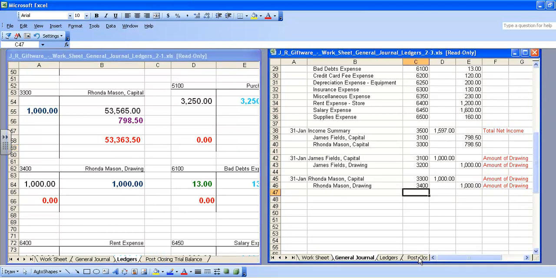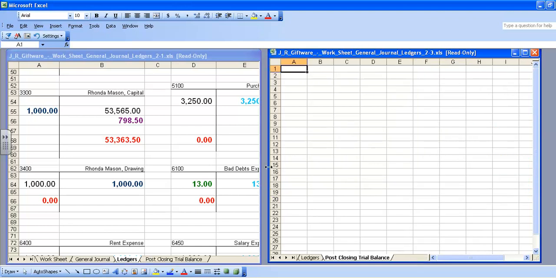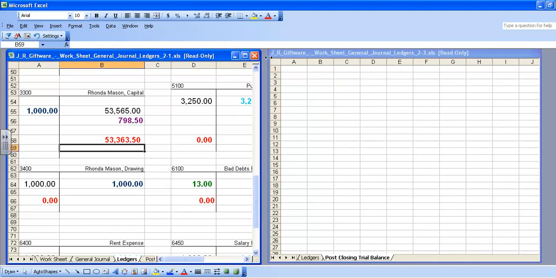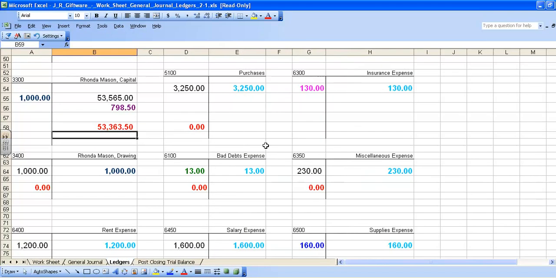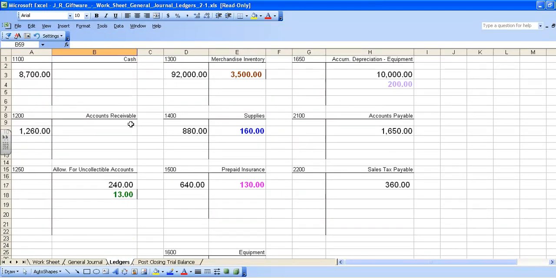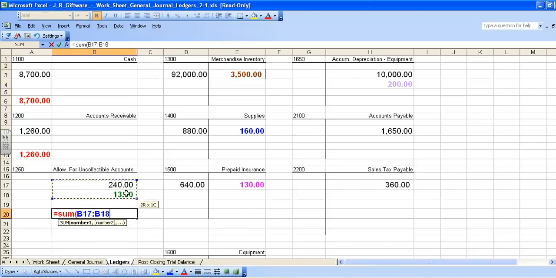The last step is to prepare a post-closing trial balance. Okay, and so what a post-closing trial balance is, it lists all of your accounts that still have a balance. Okay, and we can't be lazy, we need to actually write them all out here. So I'm creating new balances for all of my accounts.